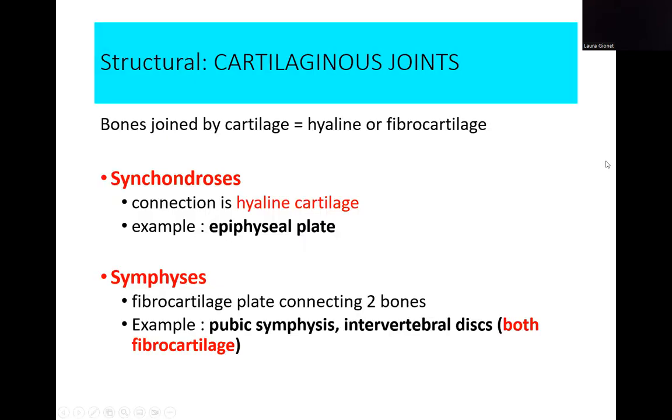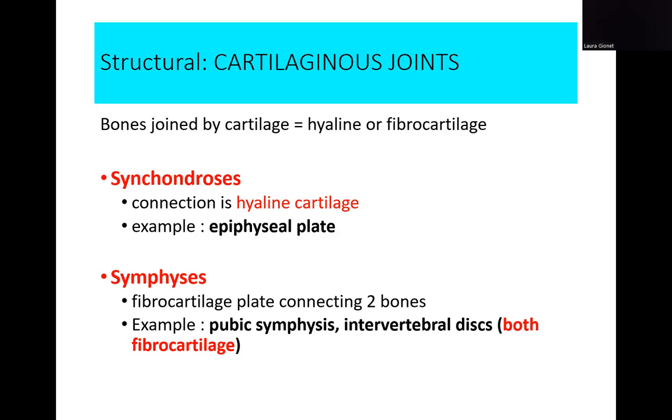Cartilaginous joints are joined by cartilage. So it's going to be either one of these hyaline or fibrocartilage locations that we looked at, most of which we covered when we looked at cartilage and hyaline cartilage locations in the lecture material in the first chapter on skeletal tissue. A synchondrosis is where the connection is hyaline cartilage. It's bone, hyaline cartilage, and more bone. So an epiphyseal plate, those open growth plates in long bones, would be a synchondrosis.